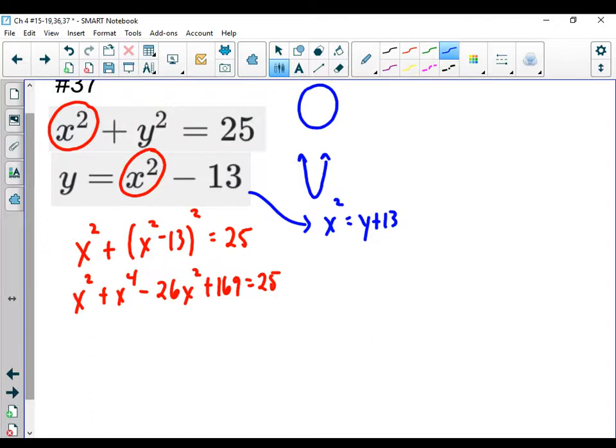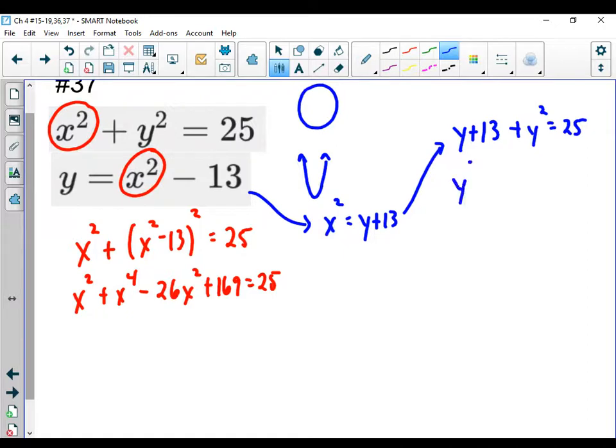Here's how that helps me. Now I can take that y plus 13 and I can plug it into the first equation where the x squared used to be. And now I have an equation that I'm probably a little more familiar with. So I'm going to rearrange this one where I can get it equal to 0.